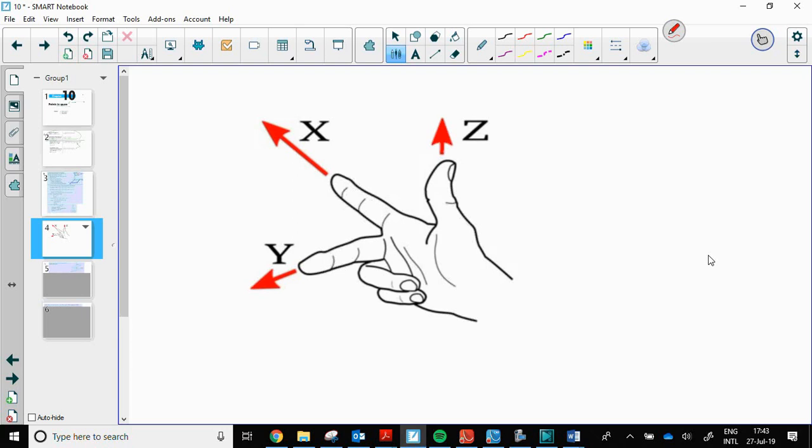So if you stick out your right hand as in the image like this, you get the x, y, and z axes pointing in the correct directions for the positive directions as they would appear in a proper 3D coordinate system. Now the x and y axes, that's what we usually use.